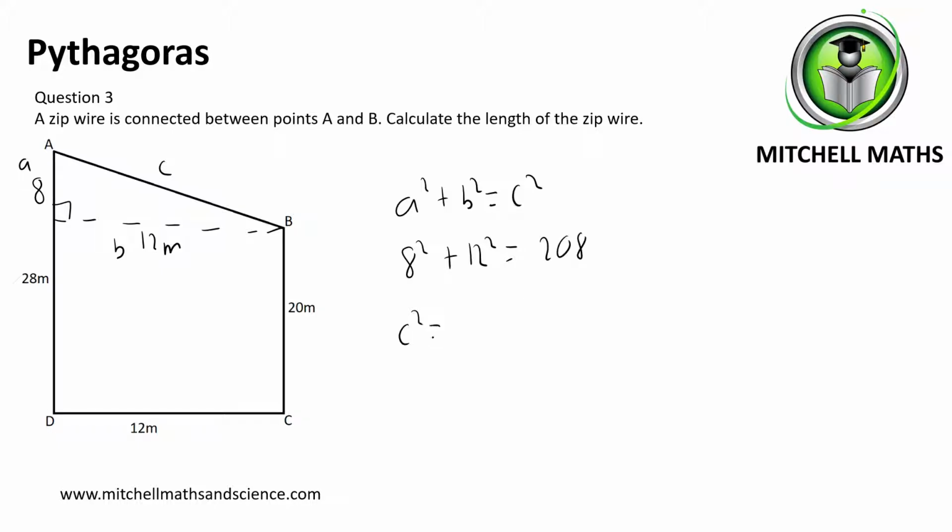C squared equals 208. Need to square root both sides. That means C is going to equal square root of 208, which is 14.4. And that's in metres, because these sides are in metres, not centimetres.